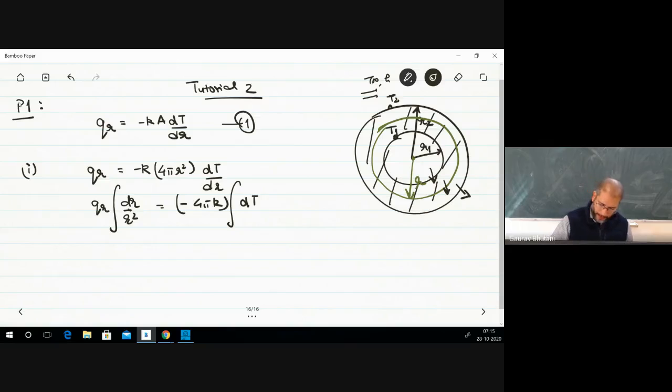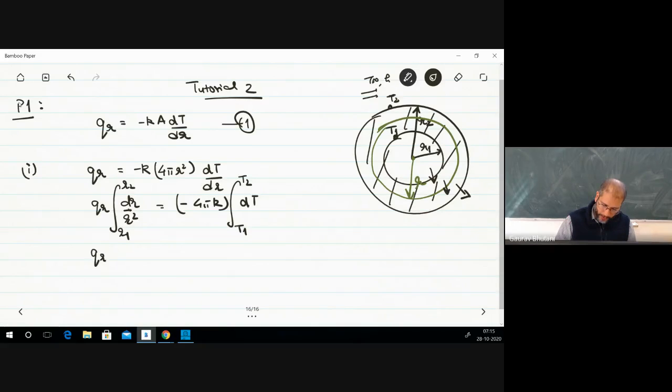So I can keep Qr outside the integral. Qr is not a function of r in this case. You can also check by writing the equation, but this idea is sufficient to show that Qr is not a function of r at all. And then we integrate this from r1 to r2, that is from temperatures T1 to T2.